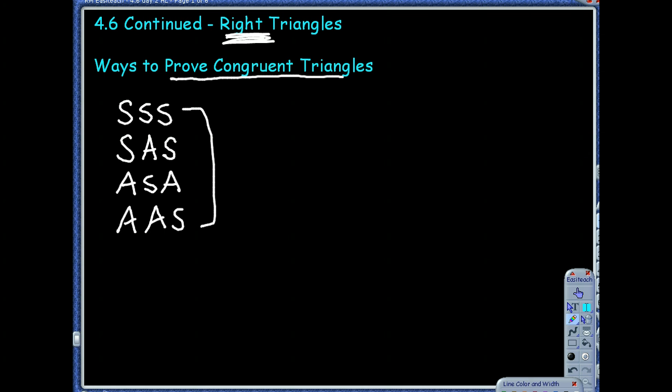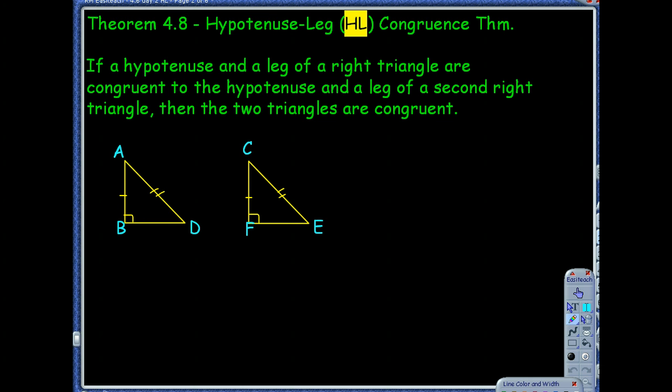So these 4 ways work for all triangles. The 5th and final way works for a right triangle. And you'll notice the name of it when you see it. It's called the hypotenuse-leg congruence theorem, and HL is for short. So notice the name. Hypotenuse involves that side across from the right angle, that longest side. So it has to be a right triangle.